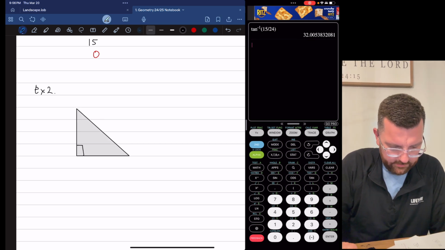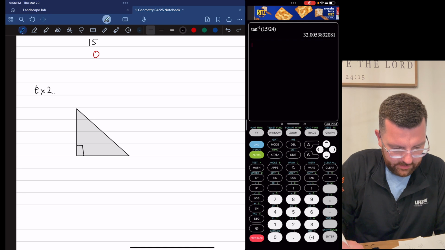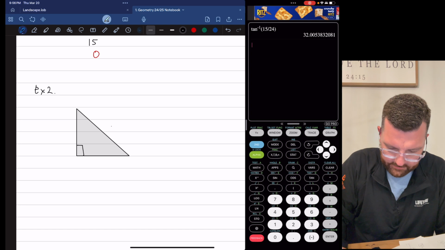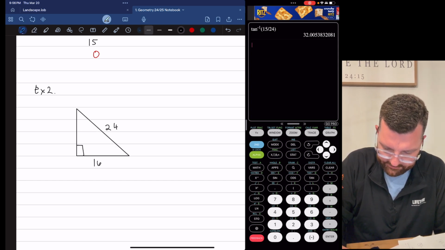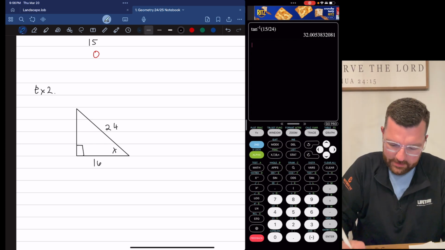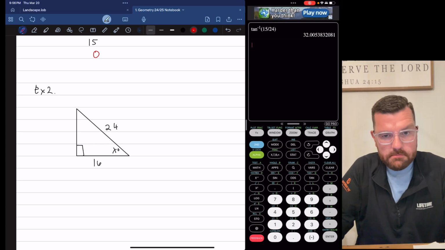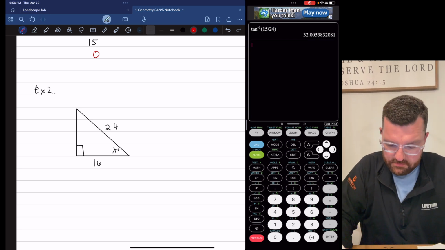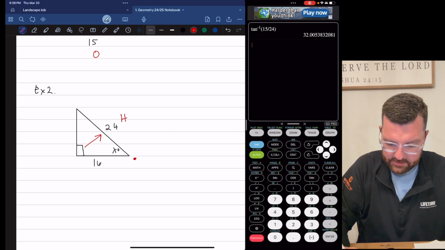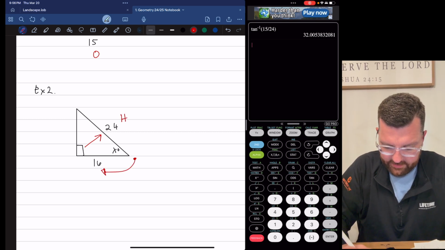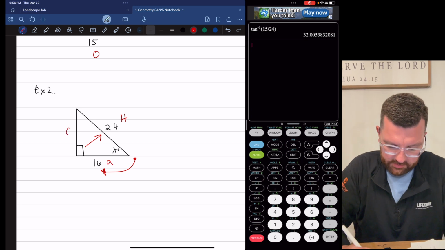So I have another right triangle. This time we're going to say 24 over 16 here. We're not going to worry about the other side. And here we're going to say x. Okay, there's my angle I'm looking for. Again, first identify the angle right here. Label our triangle. This time we have the hypotenuse. Over here we have the adjacent, of course our opposite.